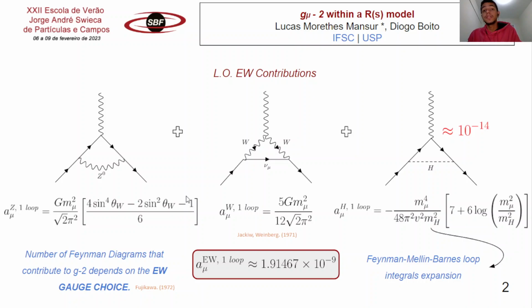The third thing that I noticed is that computing the Higgs contribution using the integrals is very, very hard, because we can't expand the integrals using simple methods of expansion. I needed to use a more advanced method, more appropriate for these integrals, which is the Mellin-Barnes loop integral expansion. Using this technique, I was able to expand this integral and get the first correction from the Higgs, which is this one.